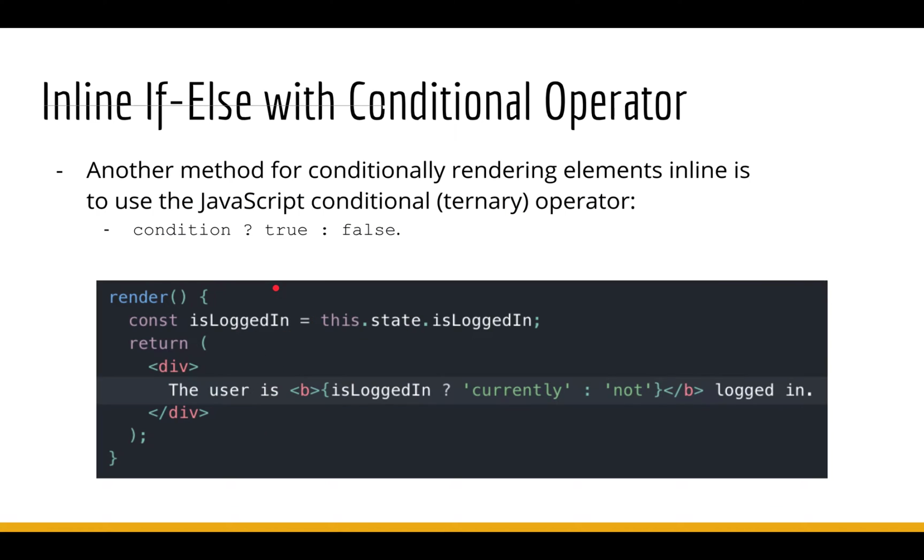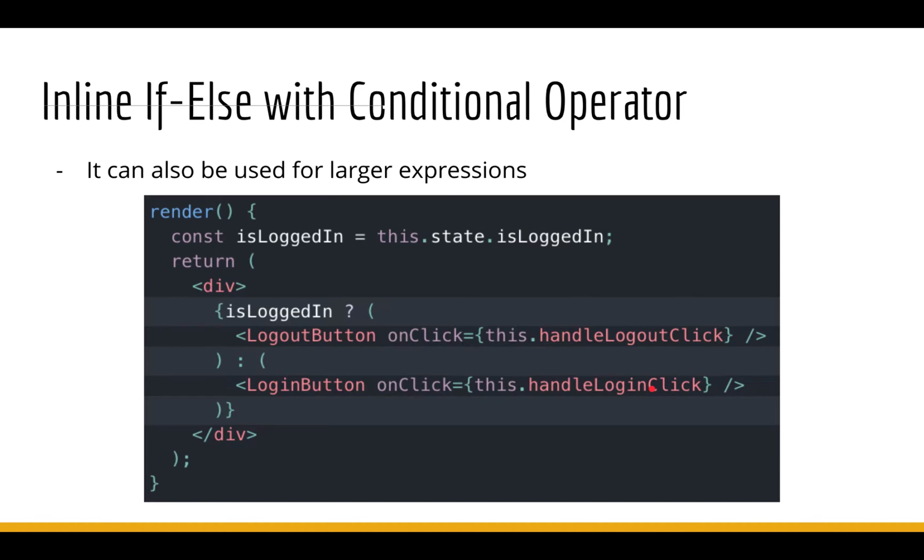So here we were just using it in line of a render function to properly inject either the word currently or the word not. So this is a pretty basic example. In this example, we're actually using it to decide which button to render. So this is something familiar. You should recognize this from a component we saw earlier.